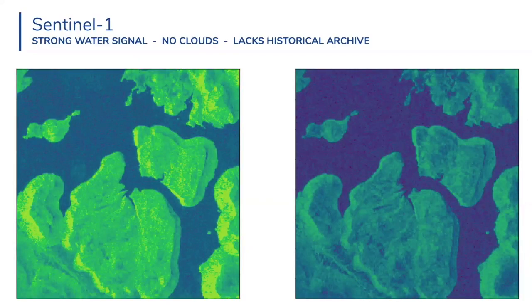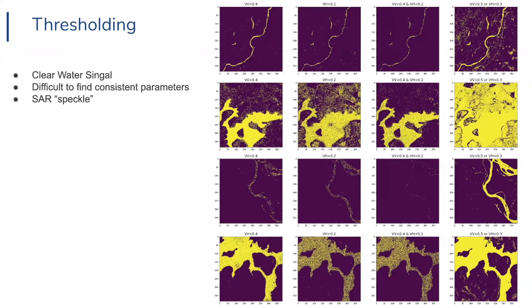So if you've never looked at water in radar data, it's really easy to see. I'm guessing all of you can find the water in this picture. A good place to start is simply trying a simple thresholding model. Clearly, there's a clear water signal in this, so each of these columns is a slightly different set of thresholding parameters. But some of the difficulties here is finding consistent parameters that are going to work across scenes.